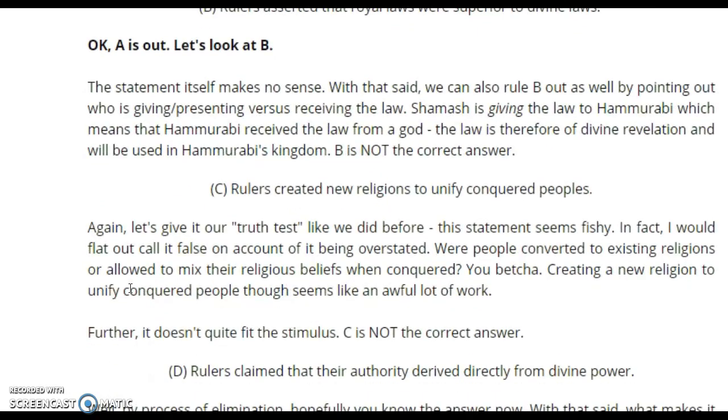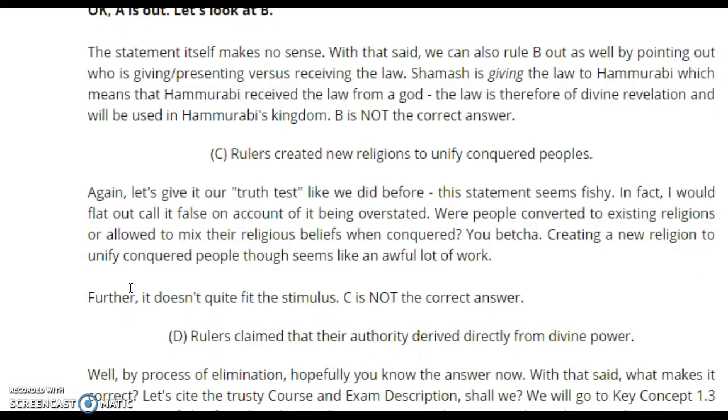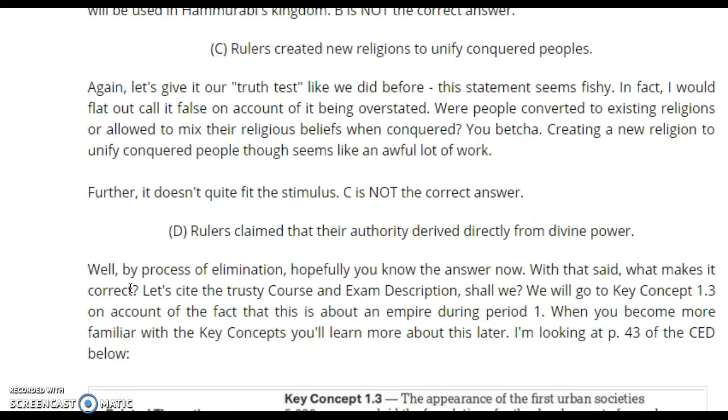Okay, C, rulers created new religions to unify conquered peoples. So let's give it our truth test. Does that even make sense? If you look at something and think, gosh, that seems like quite an overstatement or an exaggerated statement, then you need to think about your content knowledge. Would they really create a new religion to unify conquered people? That seems like it would be a lot of work and not very realistic here. So C is probably not the correct answer either.